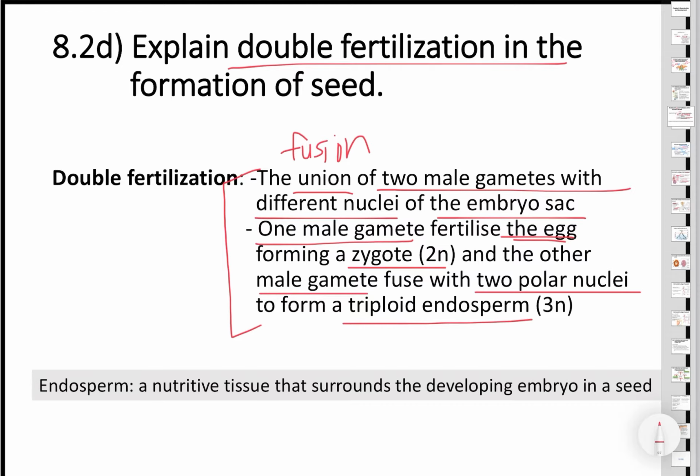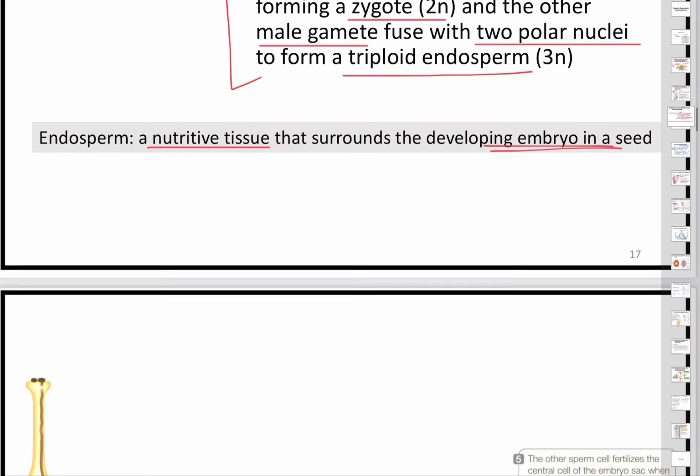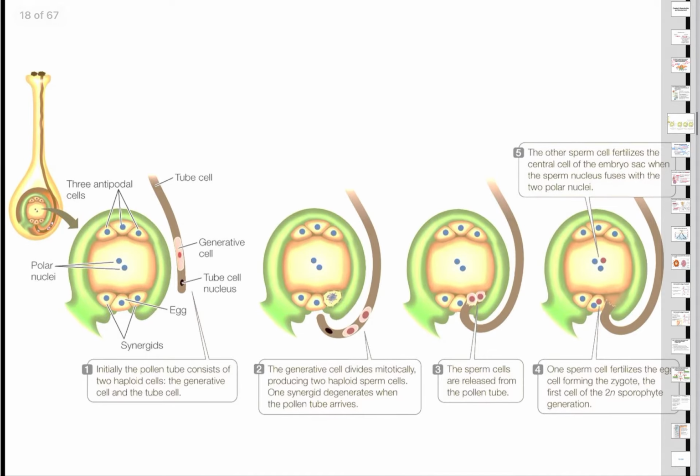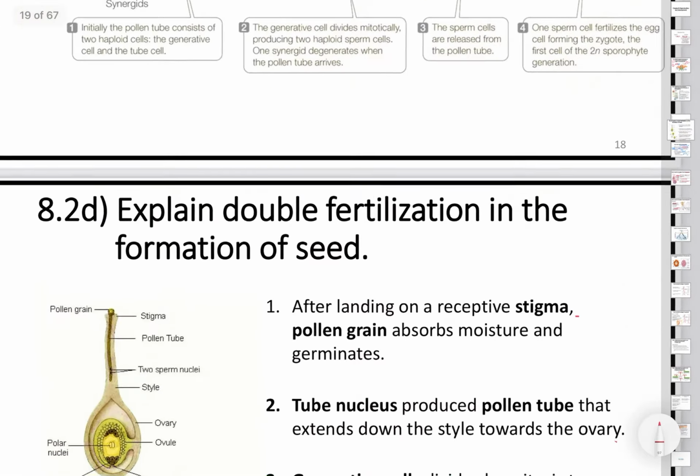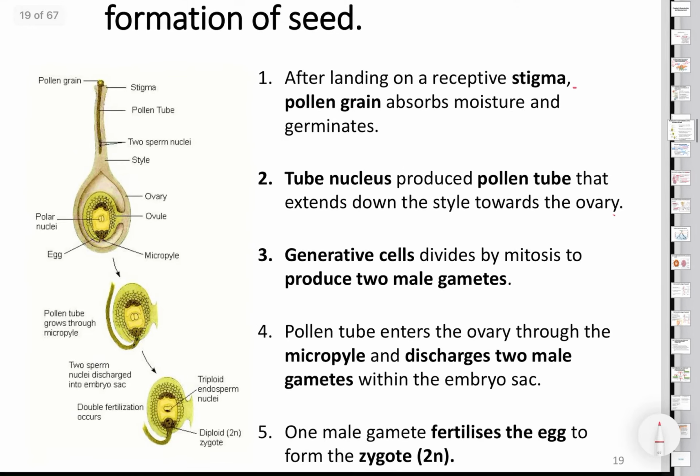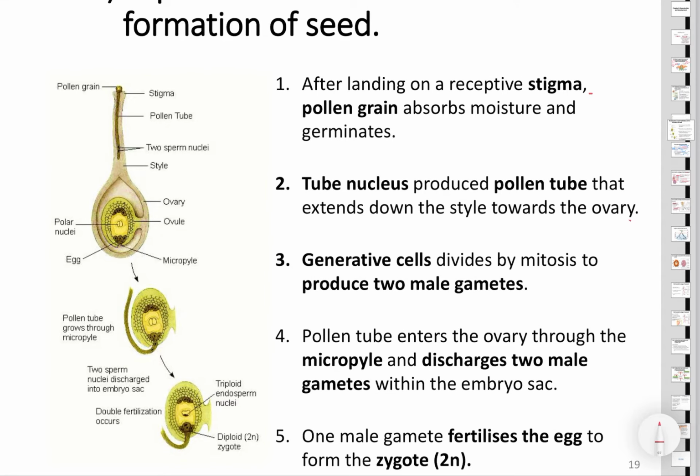So apa itu triploid endosperm? Endosperm adalah tisu yang akan supply the nutrient kepada embryo di dalam pembentukan seed nanti. So proses double fertilization ini bermula daripada when the pollen grain landed pada stigma. So these are all the process that occurred inside the ovule of a female reproductive structure. So now we're going to look at step by step what will happen of the double fertilization process.